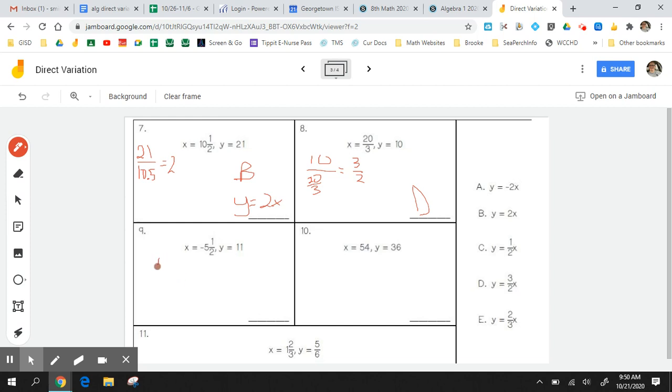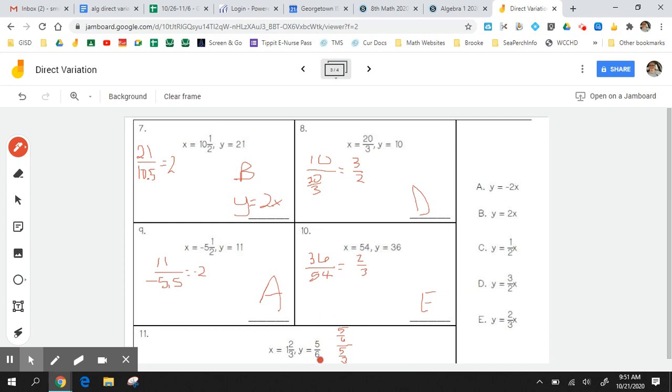If you're given this mixed number, I would change it to a decimal. So negative 5.5. Put that in your calculator. And you should get a negative 2, which I believe is A. All right, so you try number 10 and number 11 and come back and see if you get them right. All right, so number 10, you should have gotten 36 over 54, and that should have simplified down to 2/3. So you should have gotten E.